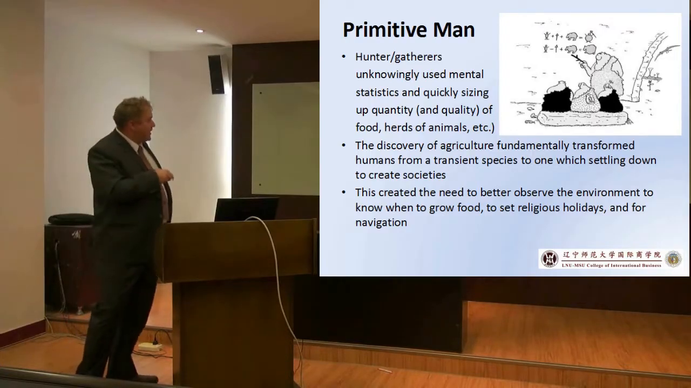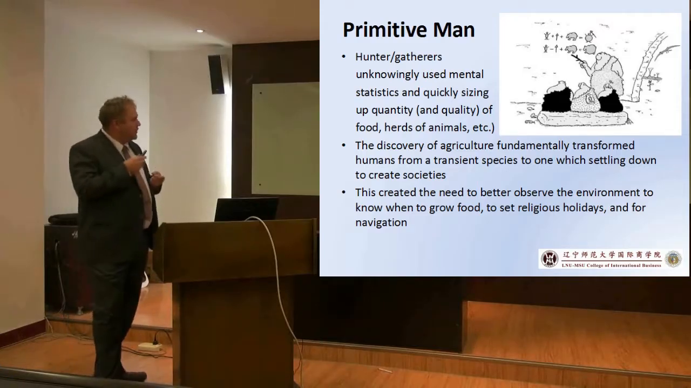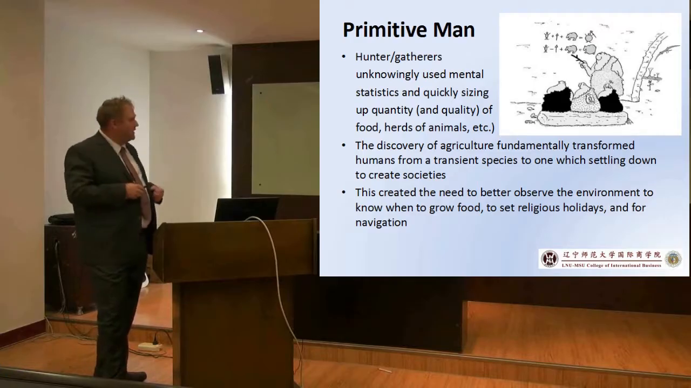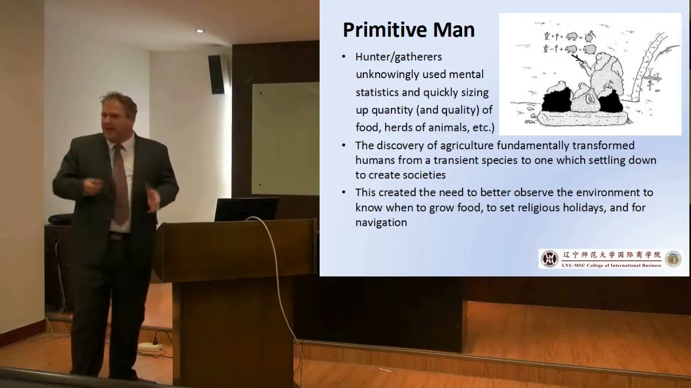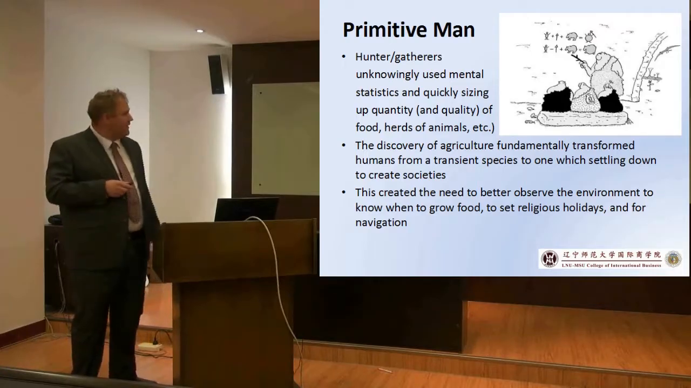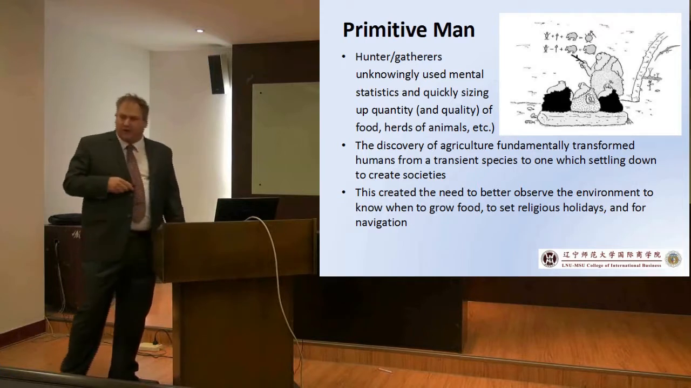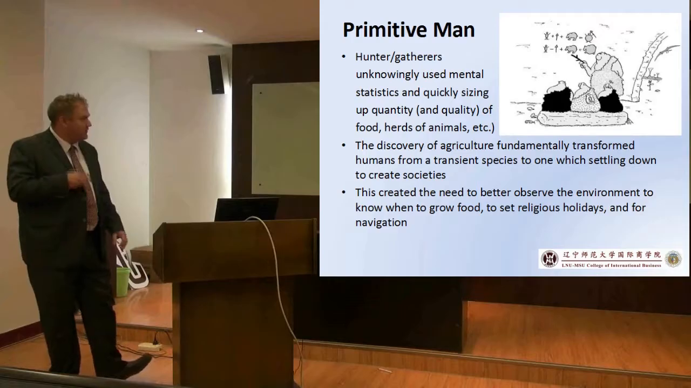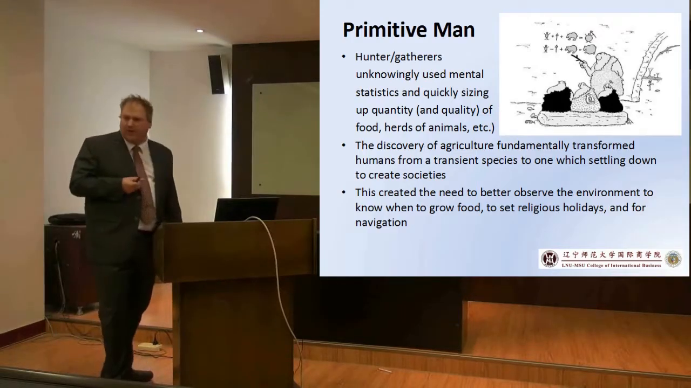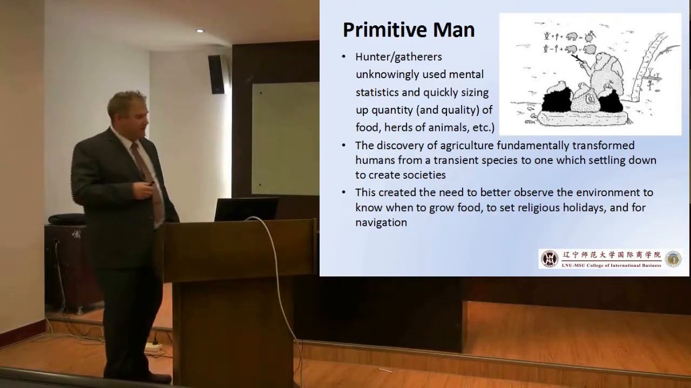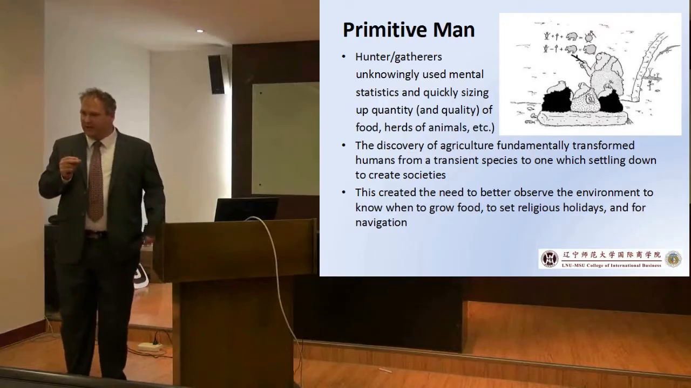But again, hunters and gatherers unknowingly used mental statistics. We quickly sized up quantity, as I talked about, and quality of food, herds of animals, things like that. This was basic to our survival, okay? And what really started changing man was the discovery of agriculture. Because when we started to discover agriculture, we fundamentally transformed ourselves from a transient species to one that settled down to create societies. And it's that aspect that really fundamentally changed us.